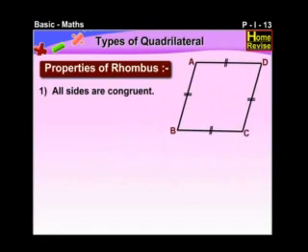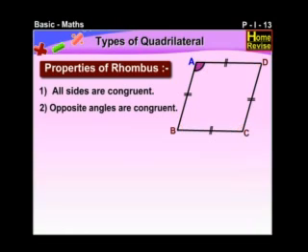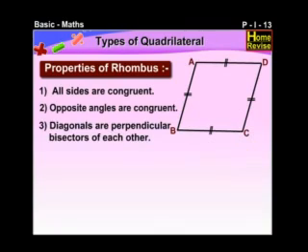Properties of rhombus. Number one, all sides are congruent. That means in rhombus ABCD, sides AB, BC, CD and AD, all four sides are congruent. Second property, opposite angles are congruent. Angle A is congruent to angle C, that is angle A and C are opposite angles. Angle B is congruent with angle D, that is angle B and D are opposite angles. Third property, diagonals are perpendicular bisectors of each other. That means diagonal AC and diagonal BD are perpendicular to each other at point O and they bisect each other.